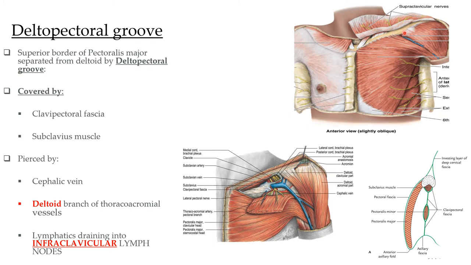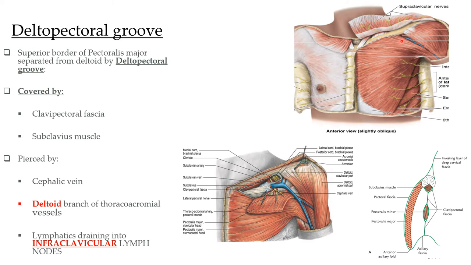Now here you can see a groove present between the anterior fibers of deltoid and the superior border of pectoralis major. This groove is called the deltopectoral groove. It is also called the deltopectoral triangle because this groove is triangular in profile, with the apex directed downward and the base formed by the clavicle. Now, we need to know which structures pass through this groove and which structures are present in the floor of this groove.